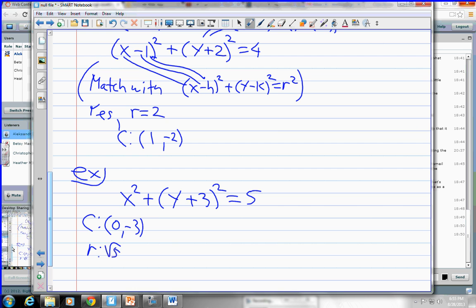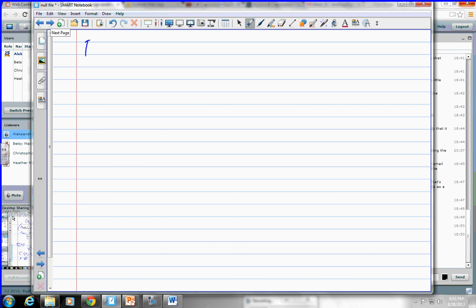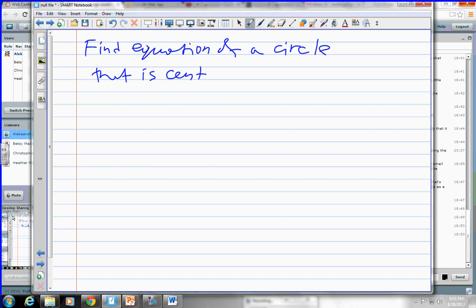I can ask you to go backwards. I can ask you to find the equation of a circle that is centered at negative 2, 4, and has a radius of 3. So, given the center and the radius, can we find the actual equation of that circle? What do I need to write?